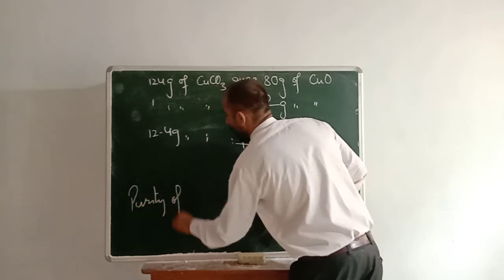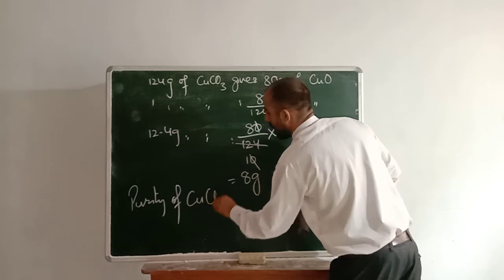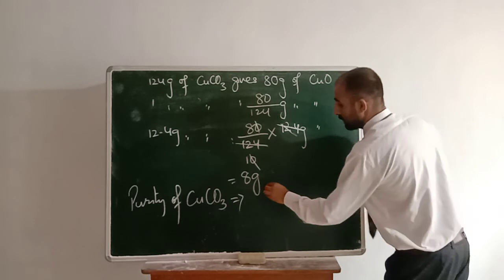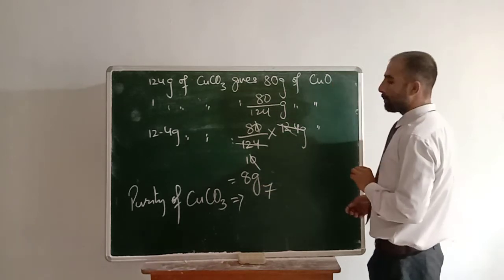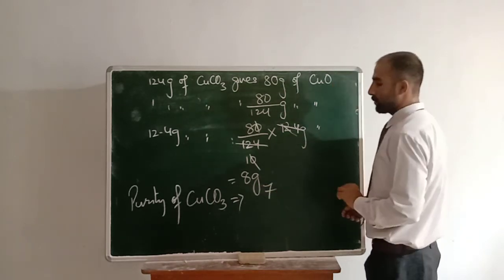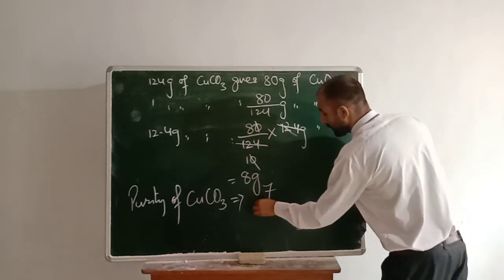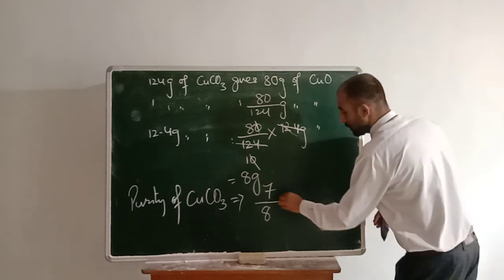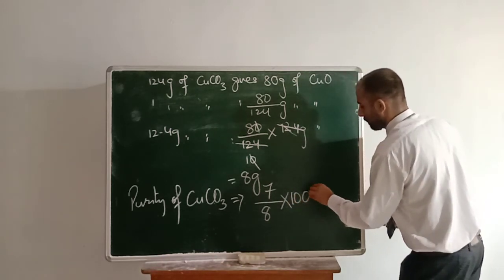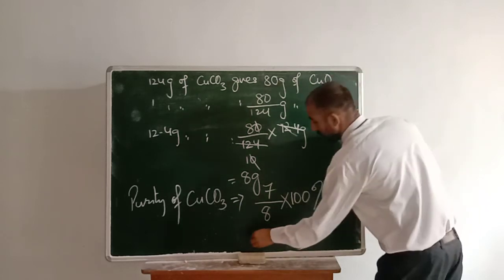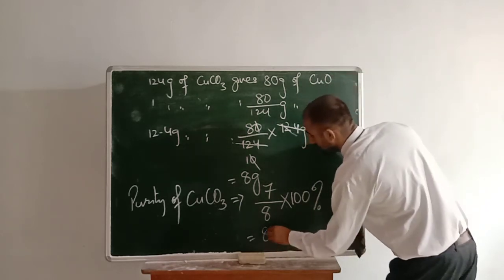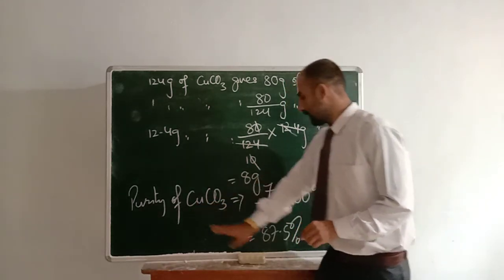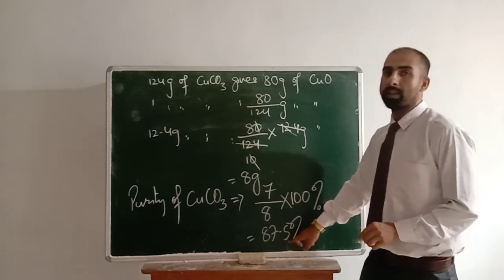Purity of copper carbonate, how to get it? 7 gram of copper oxide was produced according to the question, but actually it should produce 8 gram. If we calculate, it is 87.5%. That means the given copper carbonate is only 87.5% pure.